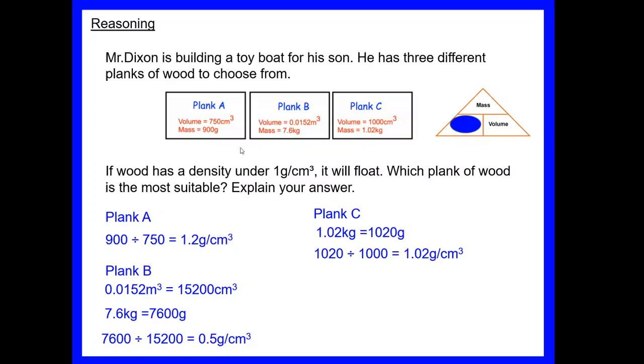Now our question said it needs to be under 1 gram per centimetre cubed. So plank A, that's more than 1. Plank B, 0.5 is less than 1. Plank C, 1.02 is still more than 1. So which plank of wood is most suitable? Plank B is the only one that's under 1 gram per centimetre cubed, and we have to explain our answer. So he should use plank B, as the others are over 1 gram per centimetre cubed, so will sink. Okay, so to be able to float, it needed to be less, anything more, and it will be sinking.